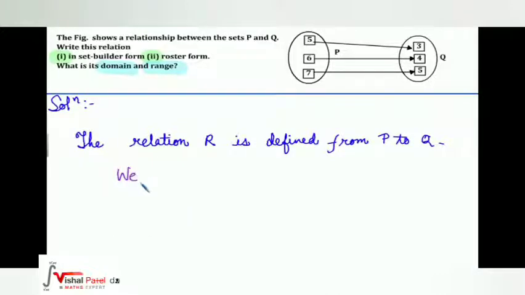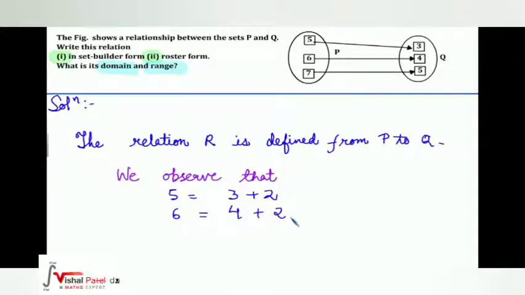So first of all, we observe that the relation 5 is equal to 3 plus 2, 6 is equal to 4 plus 2, and 7 is equal to 5 plus 2.